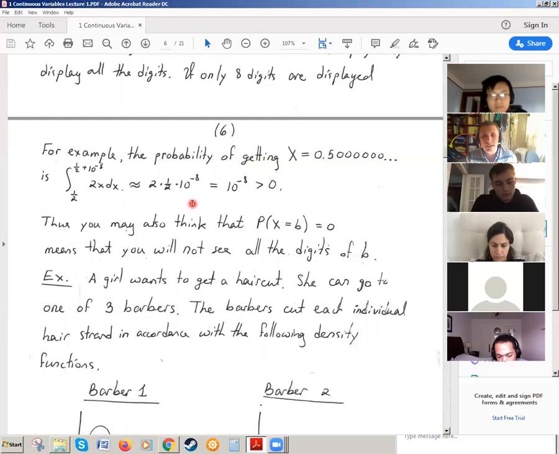And here is just to see if you have a feeling for the distribution. So a girl wants to get a haircut.